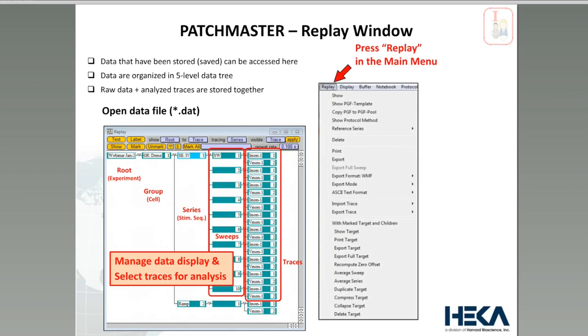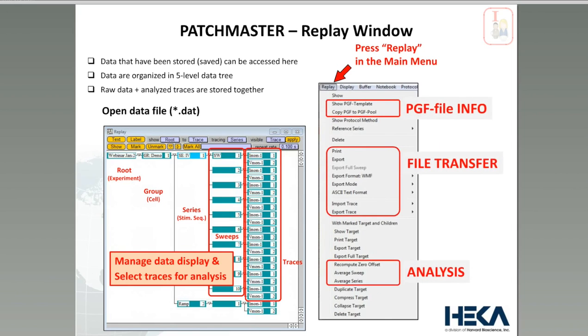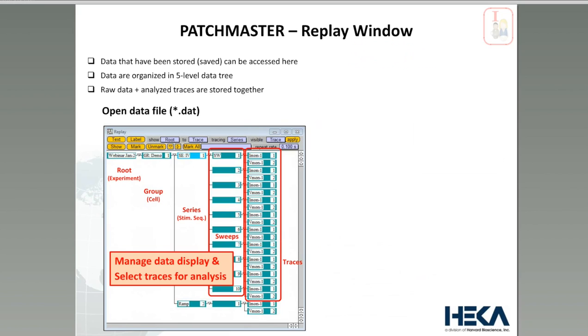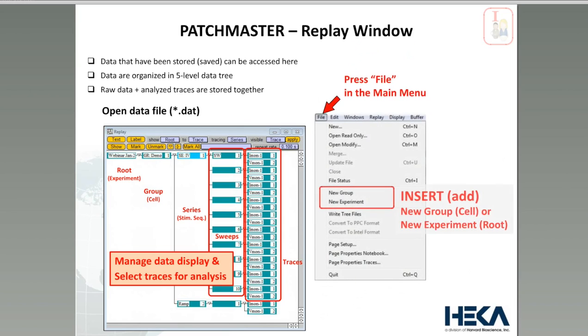Like with the oscilloscope window, you also have the option to open up more functionality by selecting the replay in the main menu. And here again, just to summarize a couple of things, you have many different functions available. For example, you can check the PGF file info, which is the information of the stimulus sequence that was used to create your data, which is a very helpful function, of course. You can export and import stuff here, and you can already do some analysis as well.